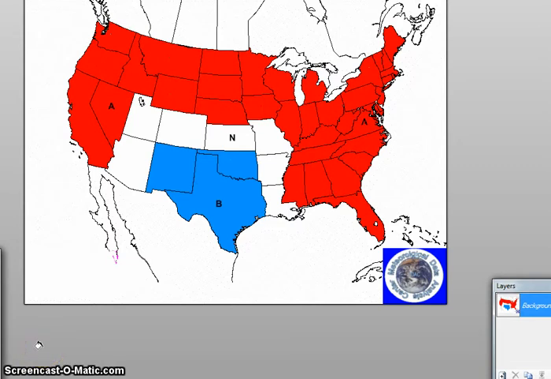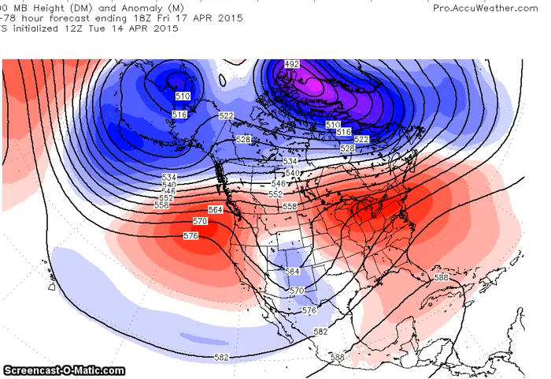Welcome to the long range weather forecast discussion for April 17th to the 29th. For the period of April 17th to 21st, this is what we forecast the pattern to look like.